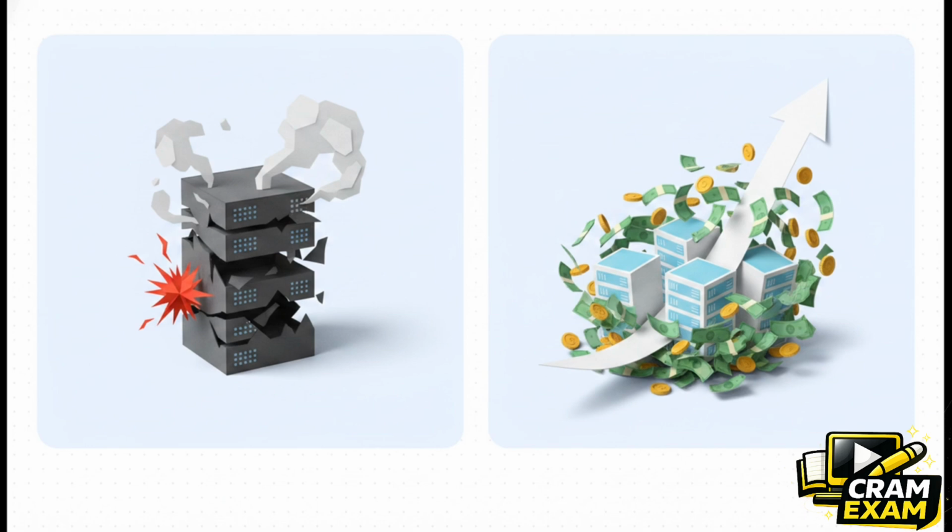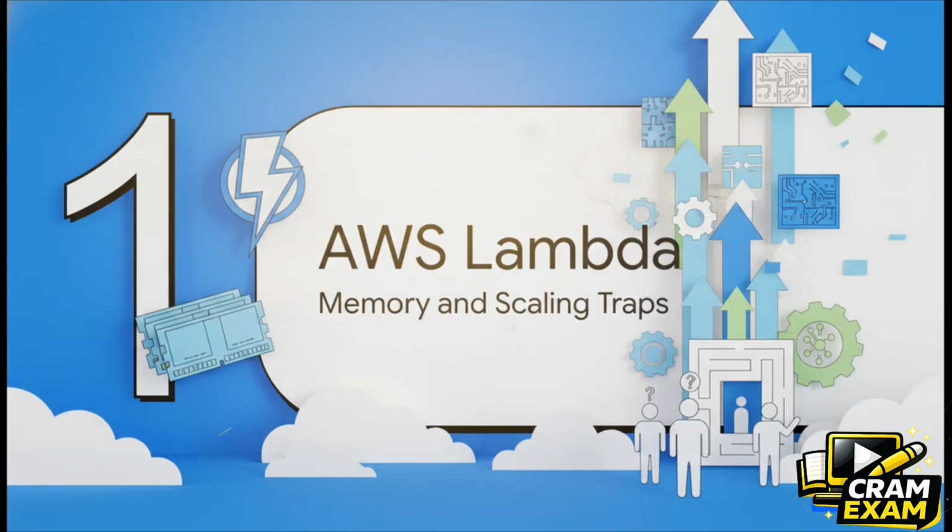Let me show you how to actually optimize your AWS applications for both speed and cost so you don't accidentally bankrupt your company. Let's start with AWS Lambda and look at memory and scaling traps. The most critical execution behavior you absolutely must understand is how Lambda scaling actually works. When you configure a Lambda function, you really only allocate one primary resource, and that's memory.